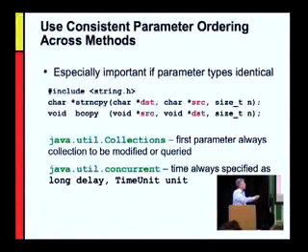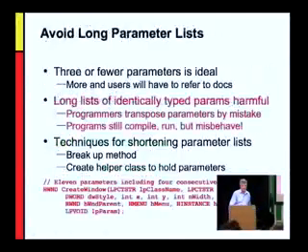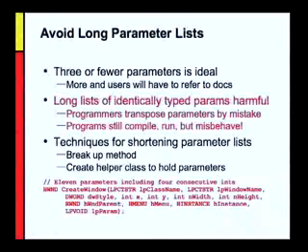You should avoid long parameter lists. Ideally, you should limit them to 3. It's really easy to remember 3 things. Especially, you should avoid long lists of identically typed parameters because of the problems that I told you before. If you get the order wrong, you're hosed.